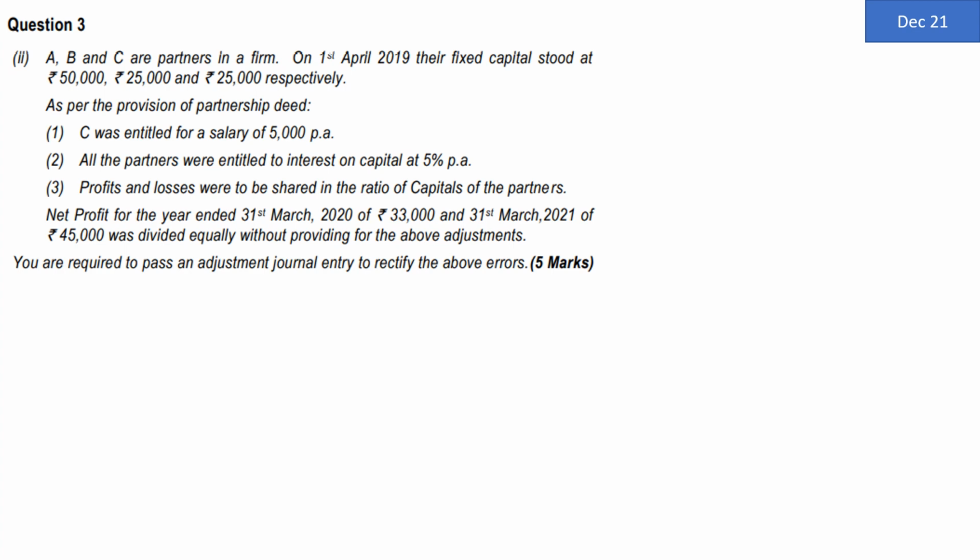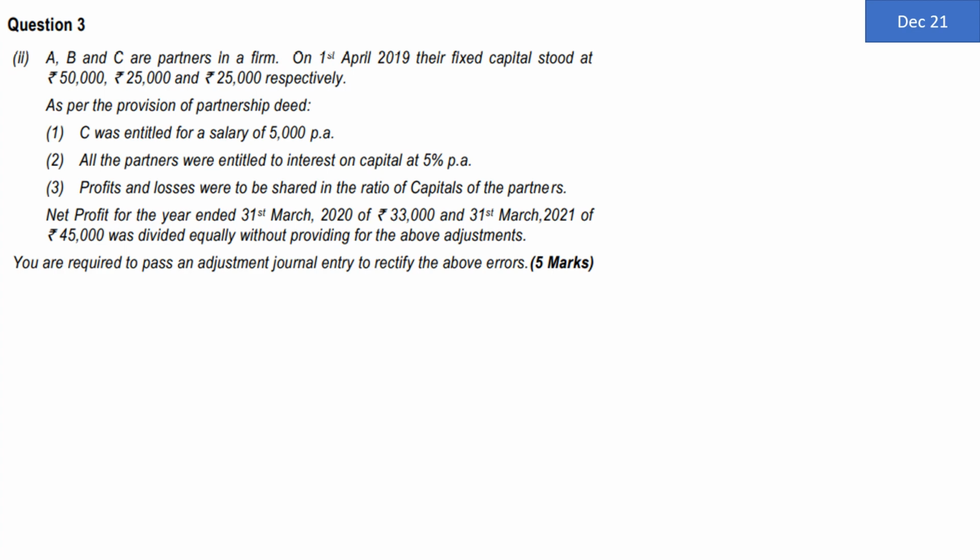A, B and C are partners in a firm. On 1st of April 2019, their fixed capital stood at rupees 50,000, 25,000 and 25,000 respectively. As per the provisions of the partnership deed, C was entitled to a salary of rupees 5,000 per annum. All the partners were entitled to interest on capital at the rate of 5% per annum. Profits and losses were to be shared in the ratio of capital of the partners. Net profit for the year ended 31st March 2020 was rupees 33,000 and on 31st of March 2021 was rupees 45,000. It was divided equally without providing for the above adjustments.